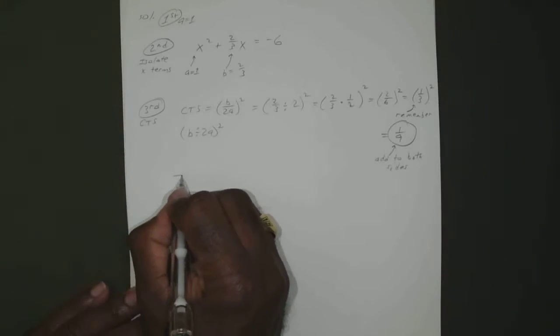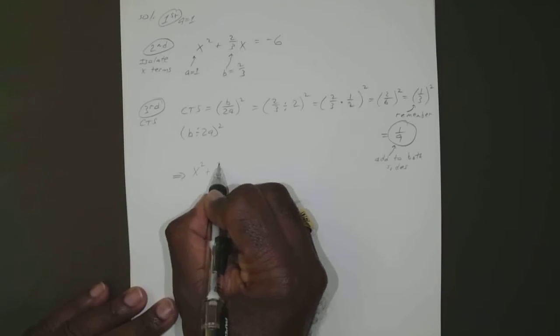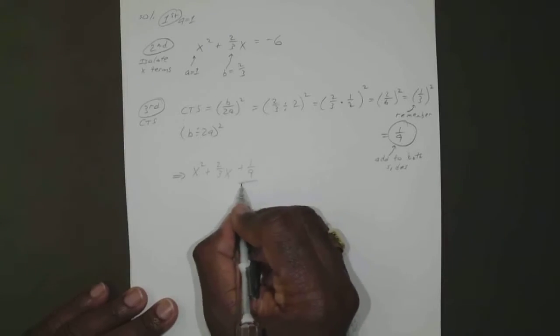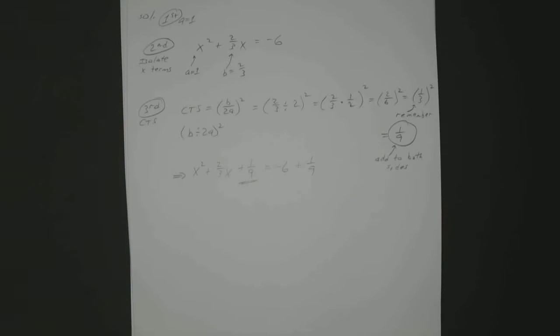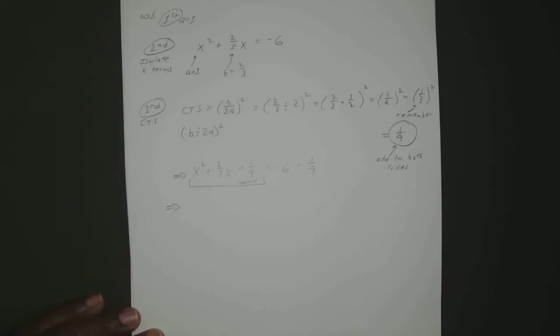Okay, so that means we end up with x squared plus 2/3 x plus 1/9 equals negative 6 plus 1/9. Oh, wait a minute. Okay, ended up with a different value. I think you had a different number other than the 6. All right, so we did everything right. Uh-oh.